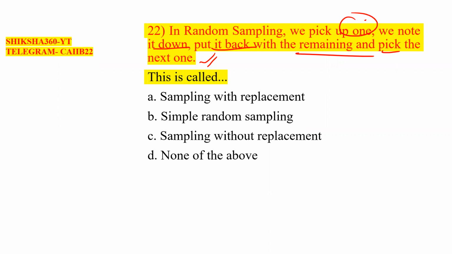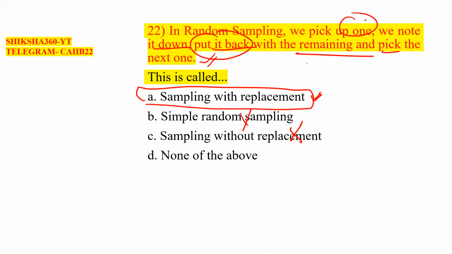Here we are doing the replacement, so this option is not the answer, and this is also not. What we are doing here is sampling with replacement. That is, first we pick, then we put it back. So option A is the answer, sampling with replacement.